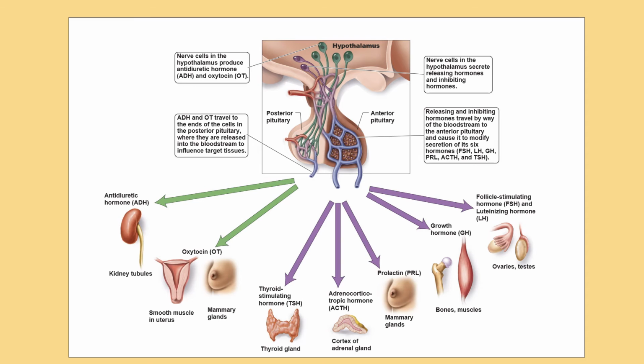So just to reinforce, the pituitary gland is the master gland because it regulates so many aspects. It regulates the activity of so many different tissues and organs. And we will talk a lot more about the pituitary gland when we get to the endocrine system.